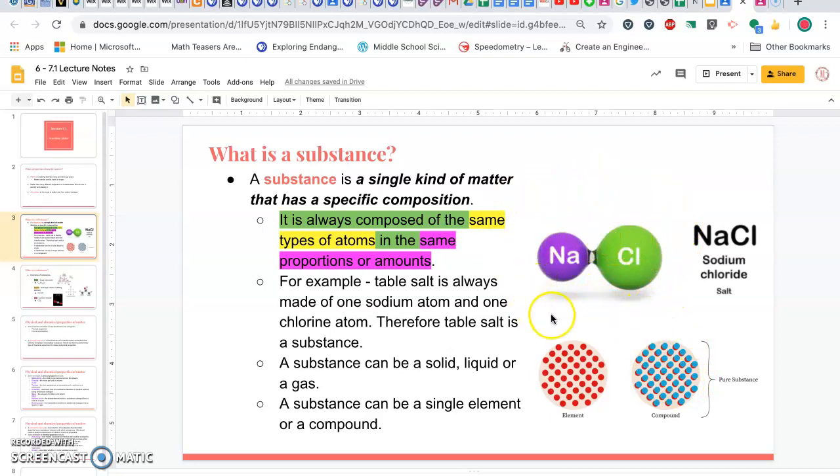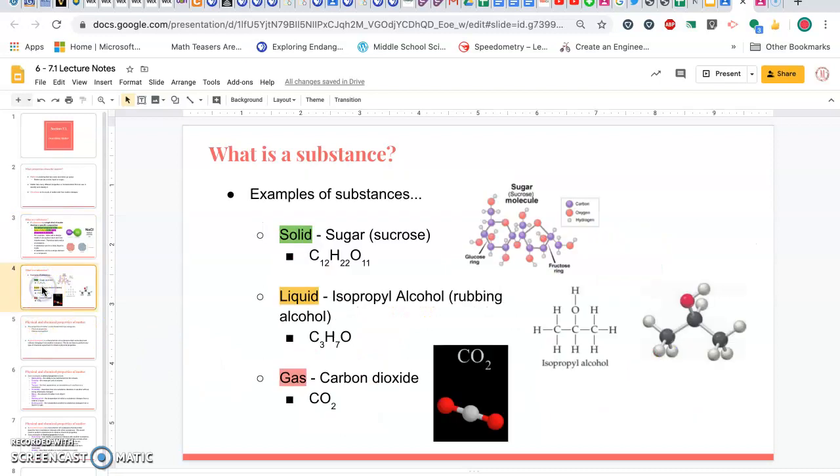As long as this super highlighted statement is true, it's a pure substance. As long as it is composed of the same type of atoms in the same proportion, then it's a substance. And so I give you a couple of examples of substances on the next page. So like we said before, it can be a solid, a liquid, or a gas.